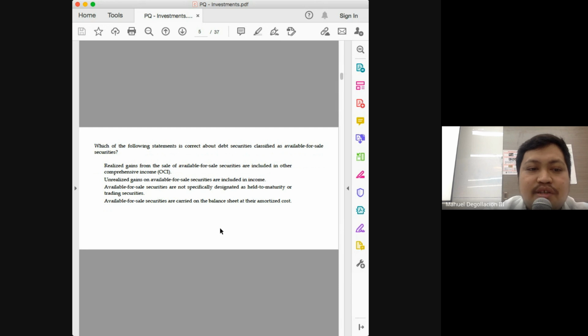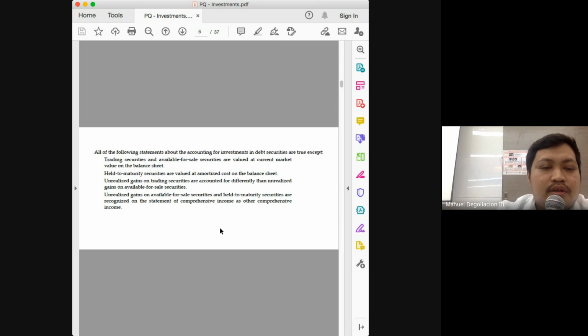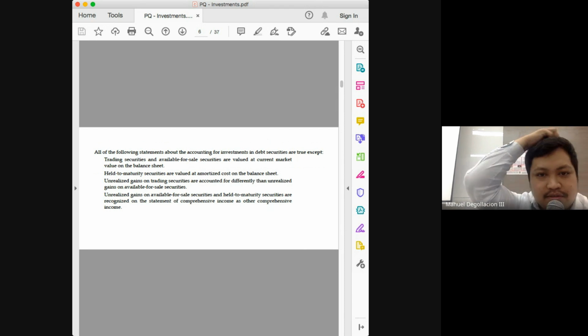Okay, last choice, available for sale securities are carried at amortized cost. This is wrong. They are carried at fair value. Next, all of the following statements about the accounting for investment in debt securities are true except. Let's go over the choices. What are we looking for? Are we looking for the true statement or the false statement? False statement. First choice, trading securities and available for sale securities are valued at current market value. This is true.